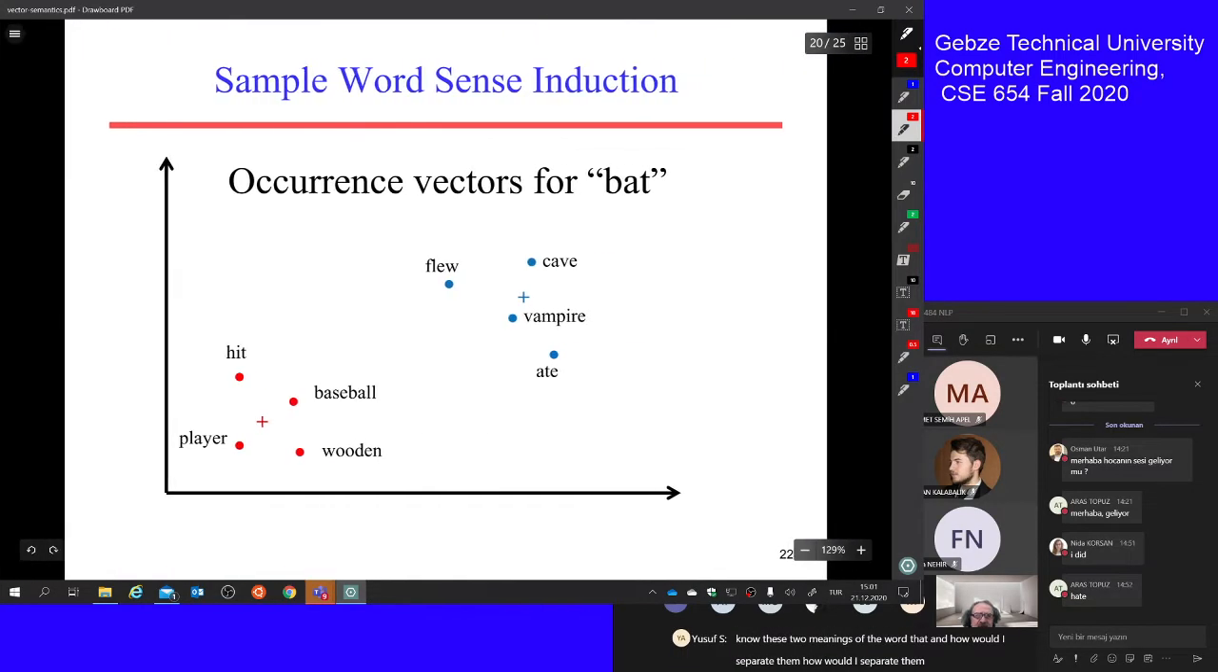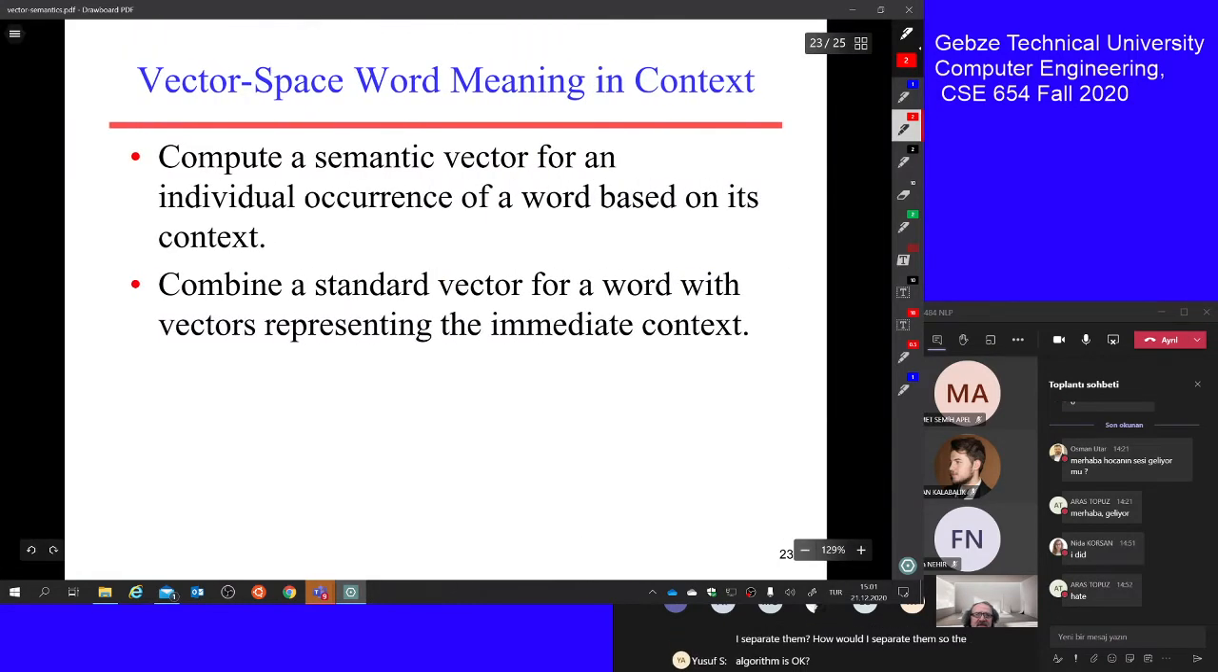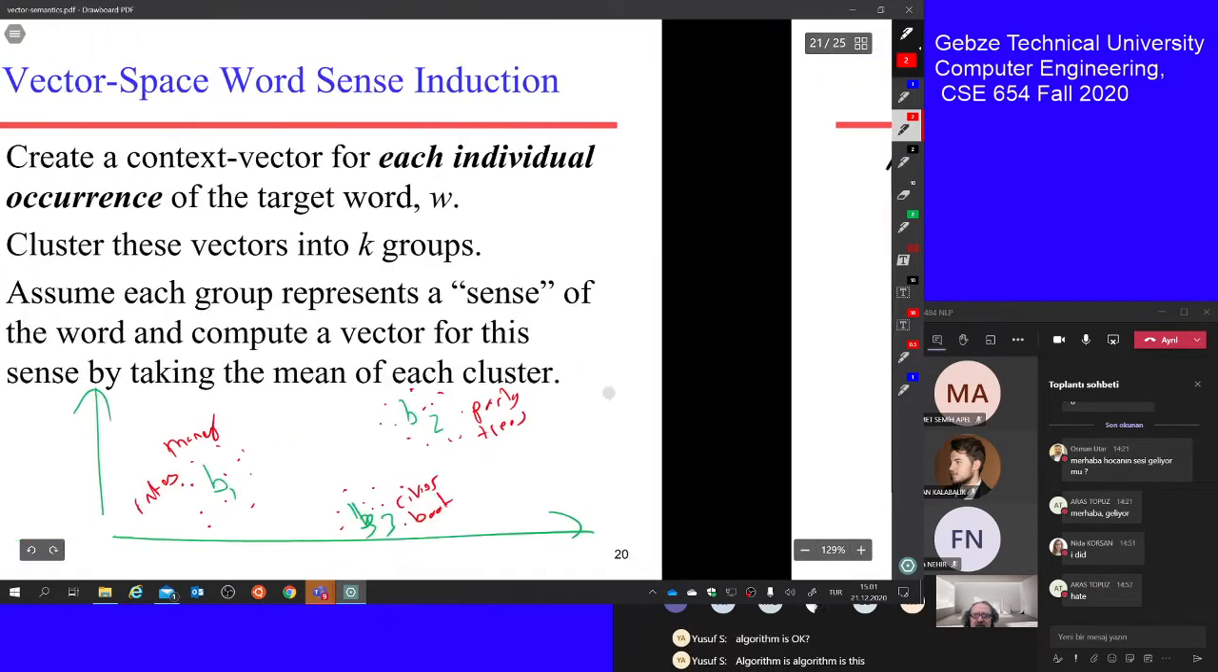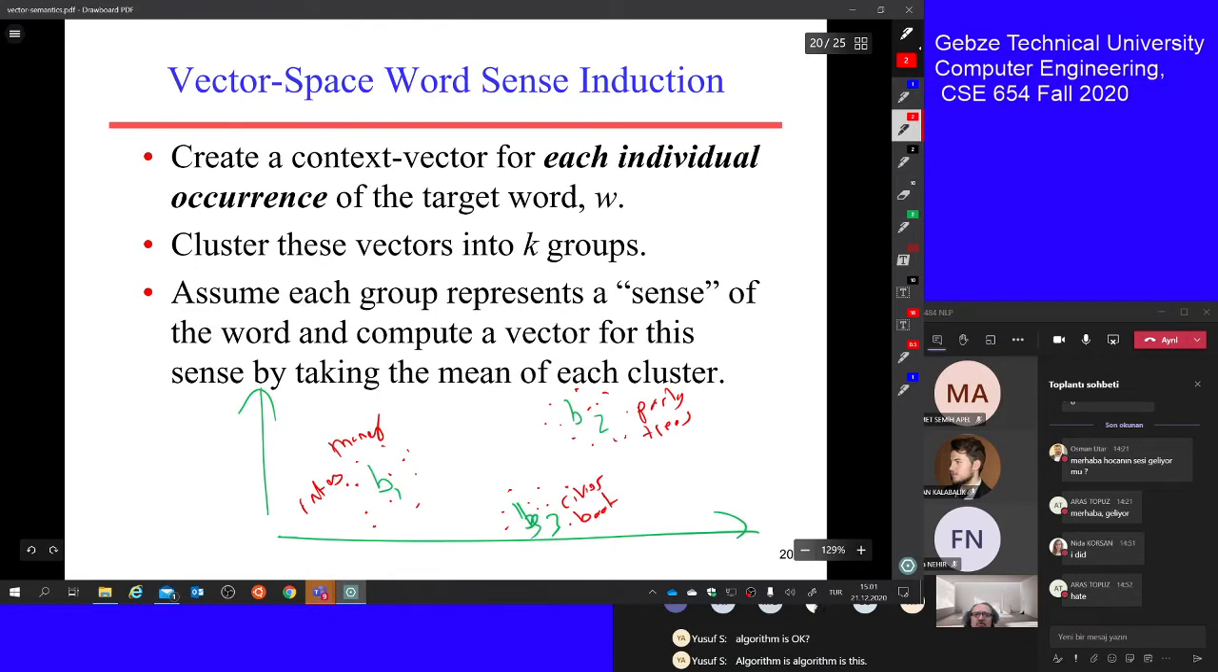So the algorithm is this. Assume each group represents a sense of the word, and I compute a vector for this sense by taking the mean of each cluster. At the beginning, I assume that there are k meanings. Where do I get this number k?